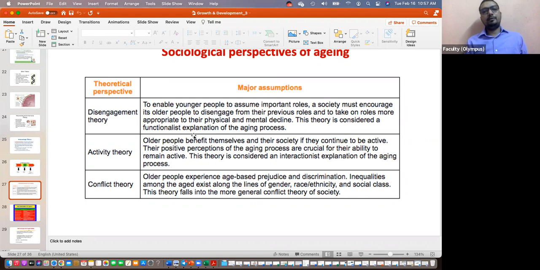So elderly people should disengage and young people should take these important works. They're not asking elderly people to completely retire, but to participate in other physical and mental tasks that can satisfy their abilities. This is called disengagement theory. The next one is called activity theory.